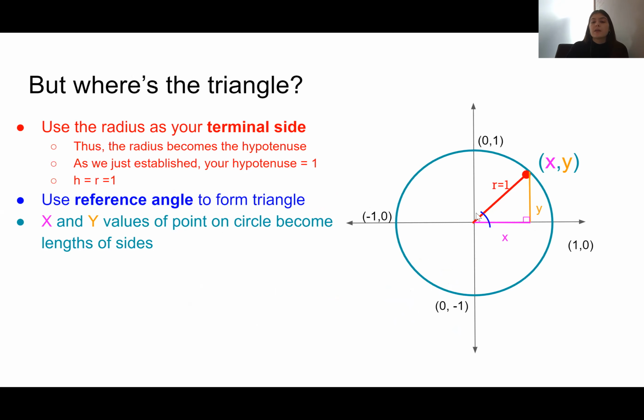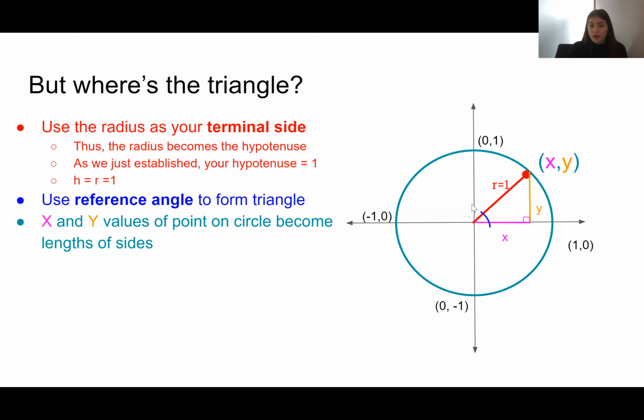Right, and our radius becomes our hypotenuse for this triangle. You see, here's one short leg, here's the other short leg, and then here is our hypotenuse. Our hypotenuse, again, just as a reminder, is always our longest side in a triangle, and it's always opposite of the right angle. Okay? Now we're also going to use the reference angle when we're forming a triangle.